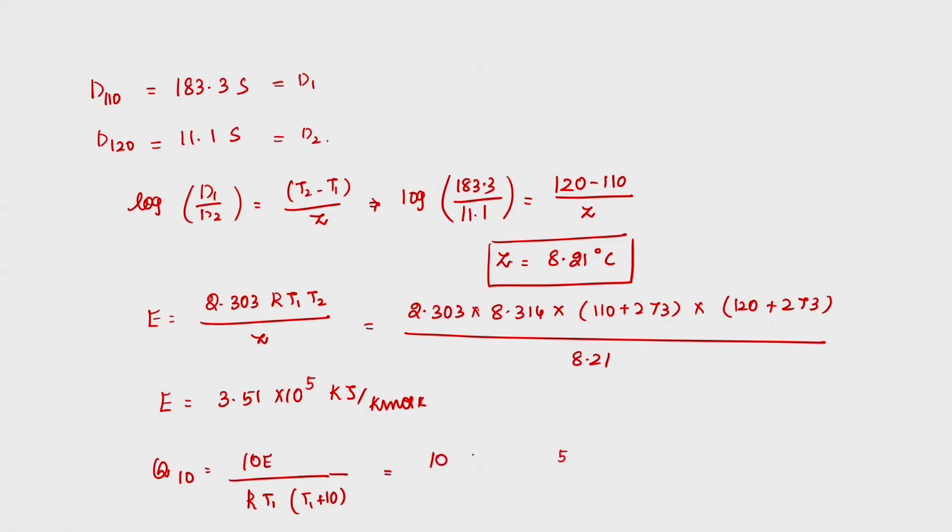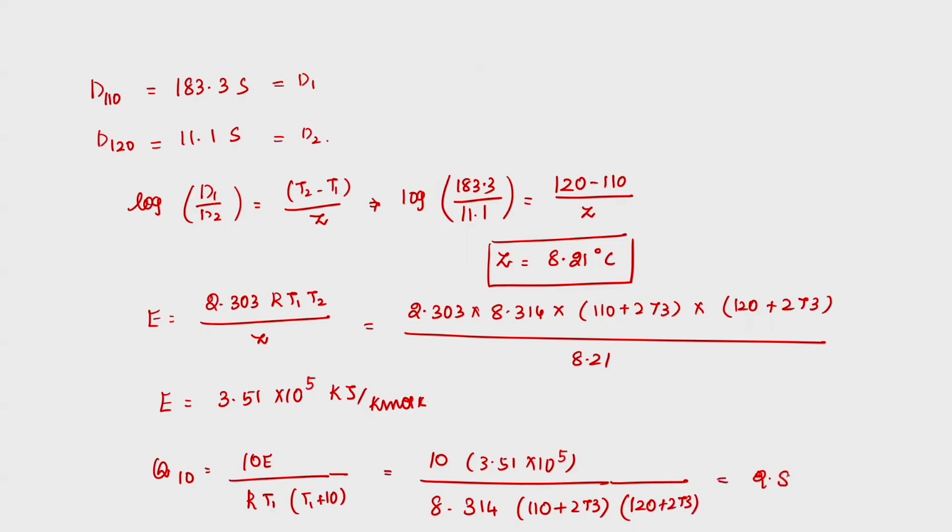So, E is given as 3.51 into 10 to the power of 5, upon R, which is 8.314. So, this is 110 plus 273, and this is 120 plus 273. So, this becomes 2.8. So, when you go from 110 to 120, the rate constant increases by 2.84. Okay. So, that is all.